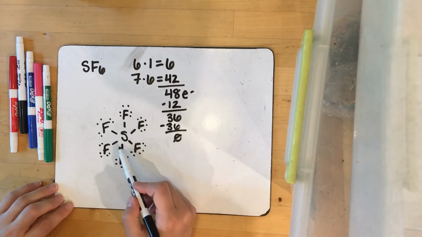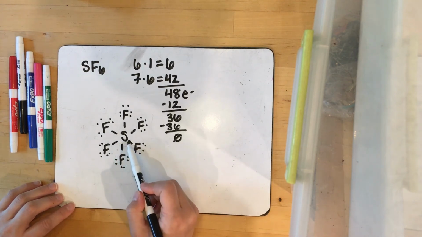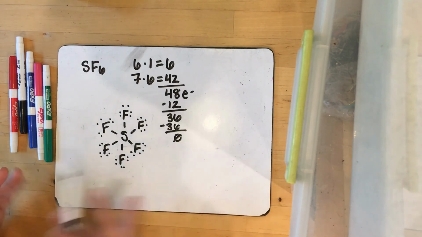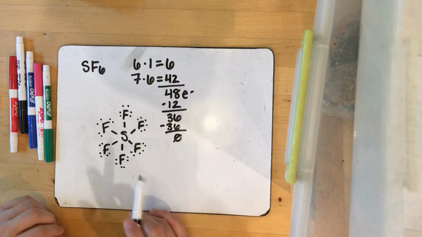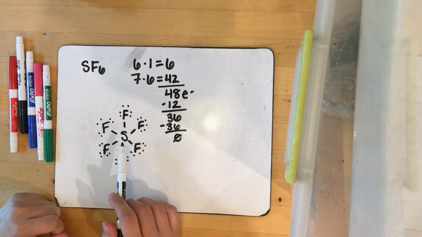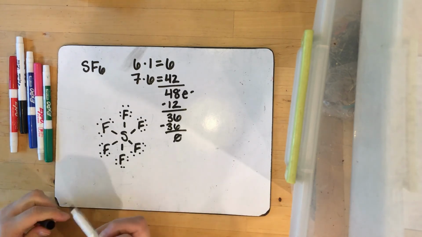Then we look at sulfur. Sulfur has all these bonds around it, so it has 2, 4, 6, 8, 10, 12 electrons, which normally for a lot of atoms is not okay. But for sulfur, this is actually fine because sulfur has that empty d orbital that allows it to expand its octet.